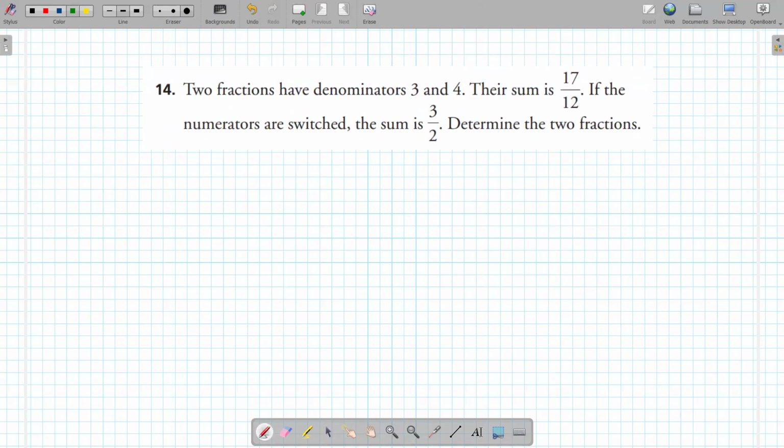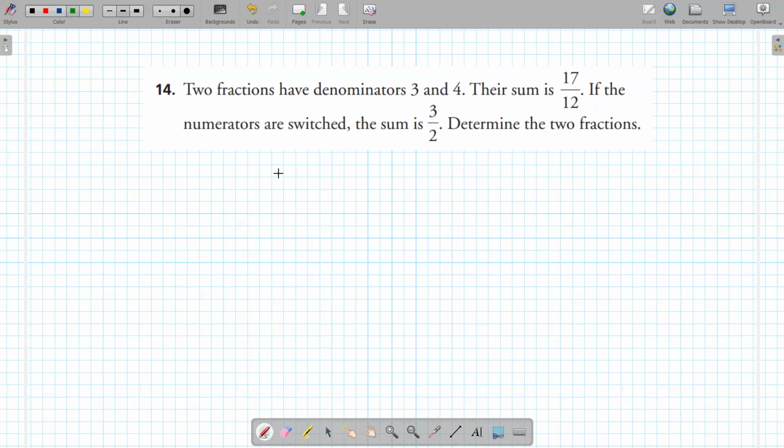This one. Two fractions have denominators 3 and 4. Their sum is 17 over 12. If the numerators are switched, the sum is 3 over 2. Determine the two fractions. All right, this one looks to be a little bit trickier. Again, it's going to depend on what your x and y is. It's the numerators.